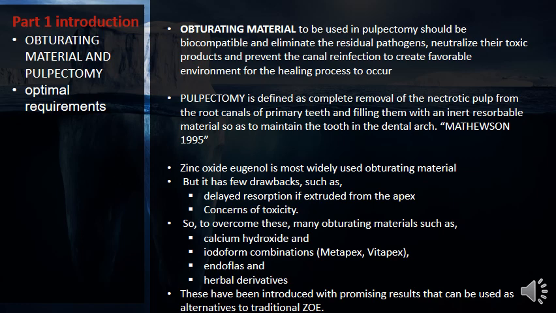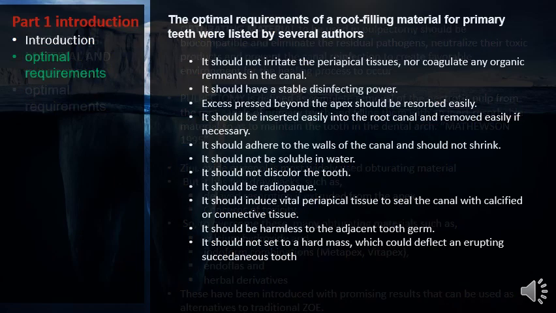Zinc oxide eugenol is the most widely used obturating material, but it has drawbacks such as delayed resorption and concerns of toxicity. So, to overcome these, many obturating materials such as calcium hydroxide, iodoform combinations, Endoflas, and herbal derivatives have been introduced with promising results that can be used as an alternative to traditional zinc oxide eugenol cement.